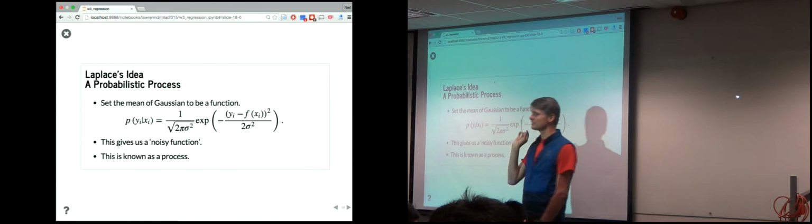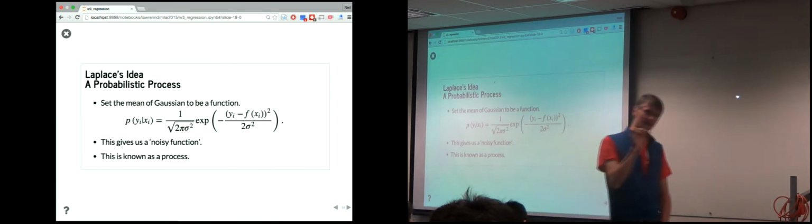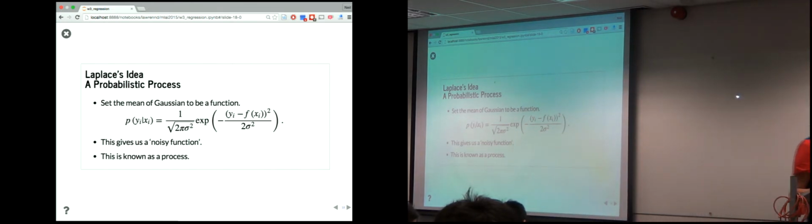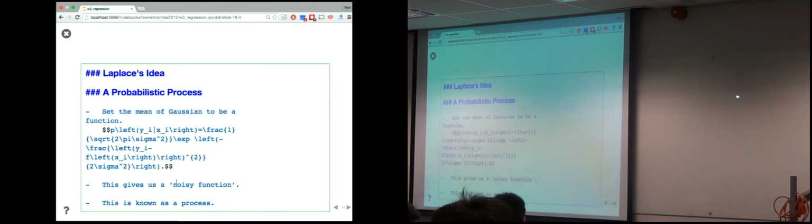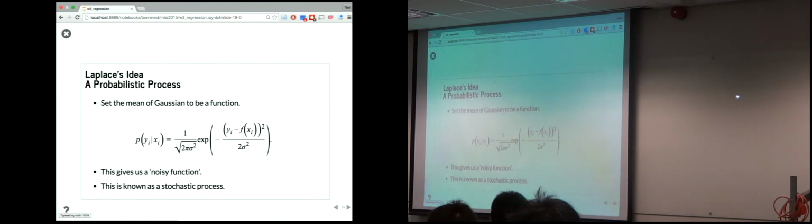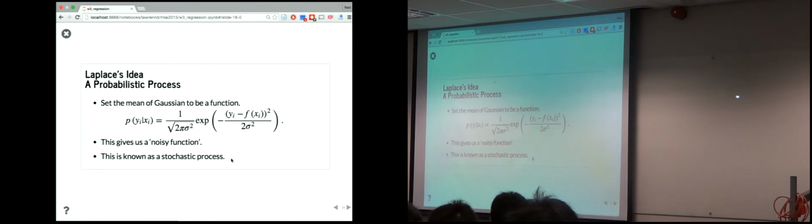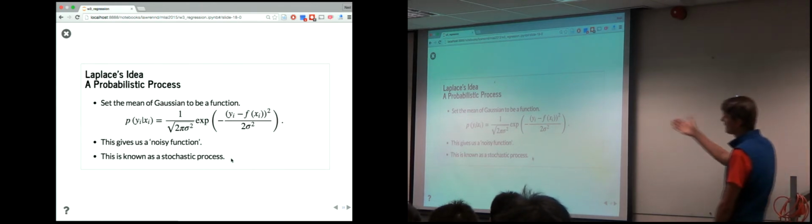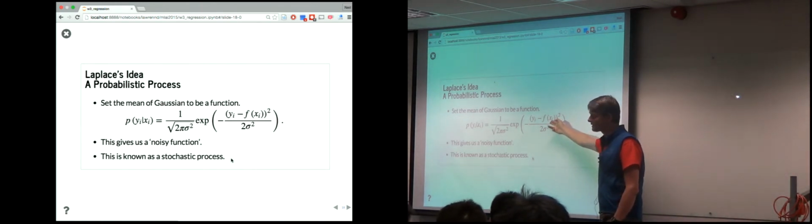So in some sense, this is a noisy function. It's like taking a function and then adding noise to it, so sometimes it's known as a stochastic process. It's actually a very, very simple one, one that you probably wouldn't see talked about much as a stochastic process, but it is one because you've added noise to a deterministic process, f of x.